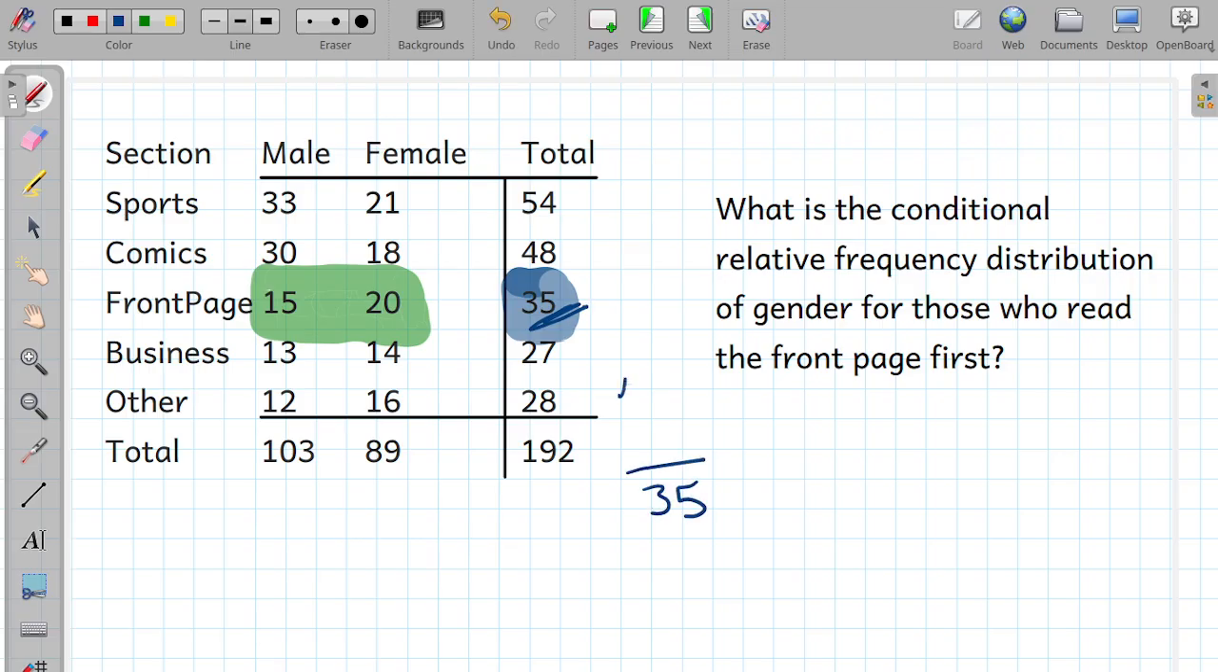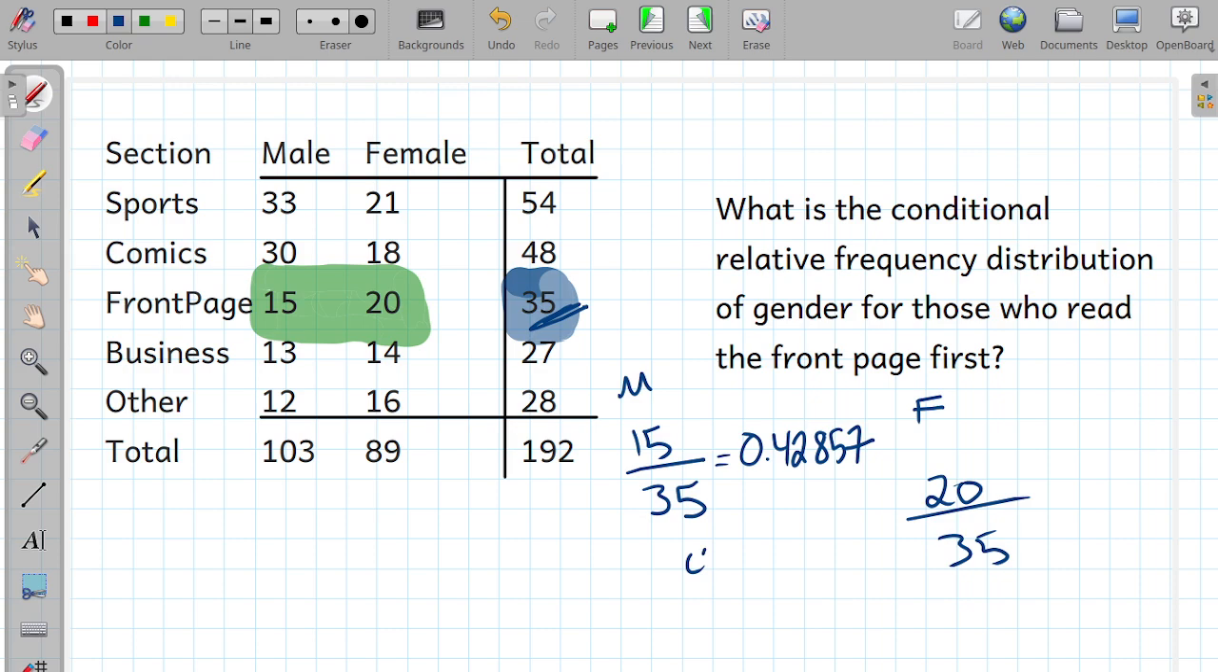So this will be for the males. We'll go over here, and females. Again, the denominator is 35. Males made up 15 of those, and females made up 20 of those. So 15 out of 35 is 3/7. So that's got to be around 43%, I would think. Let's grab my calculator. 15 divided by 35, and 42.857.